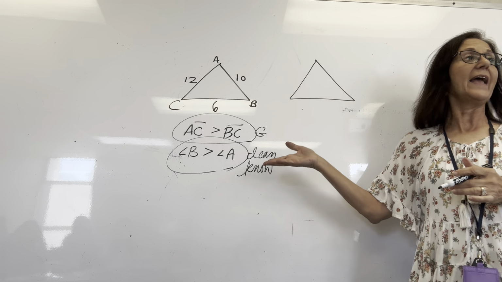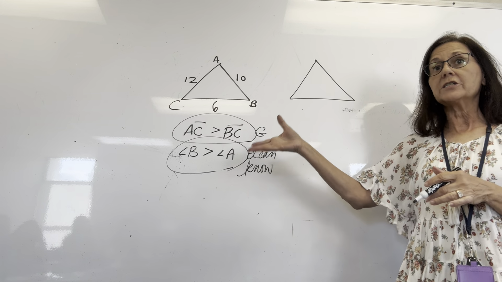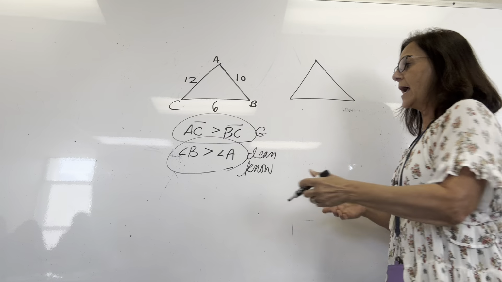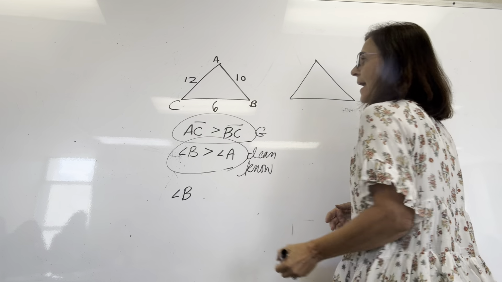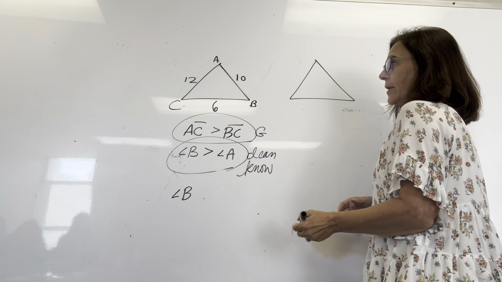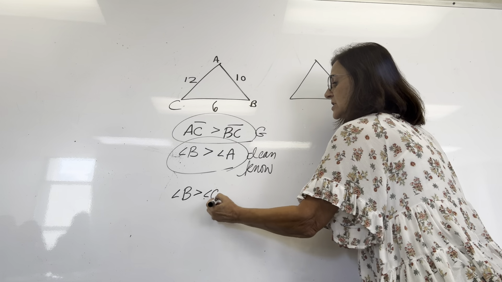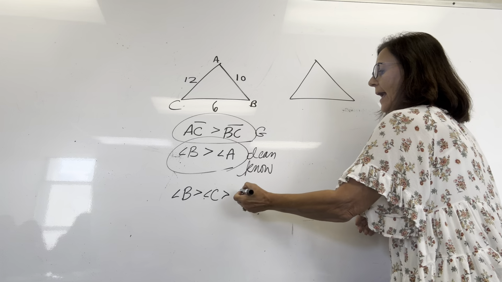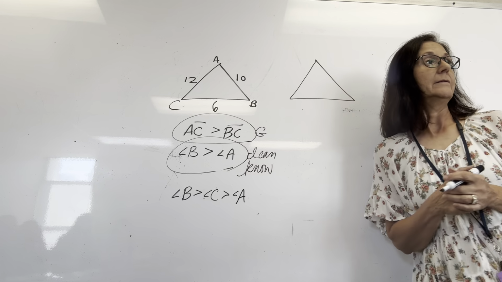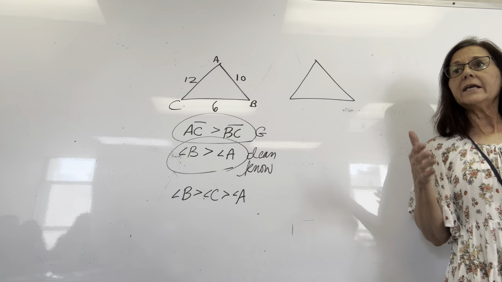I could order the angles from largest to smallest. The largest angle would be angle B. Angle B would be greater than, what's the next angle? Greater than angle C, which is greater than angle A. So I can know those inequalities.